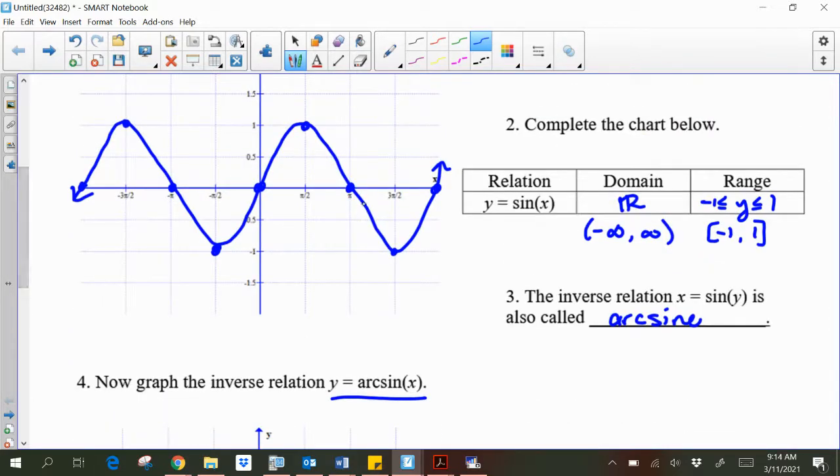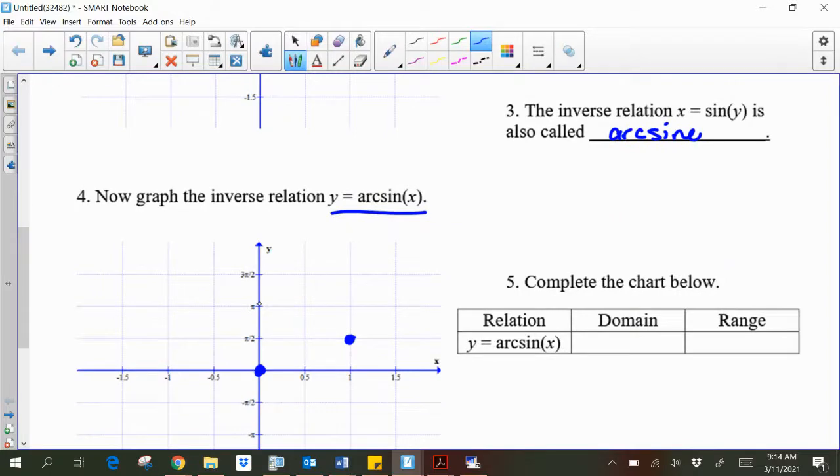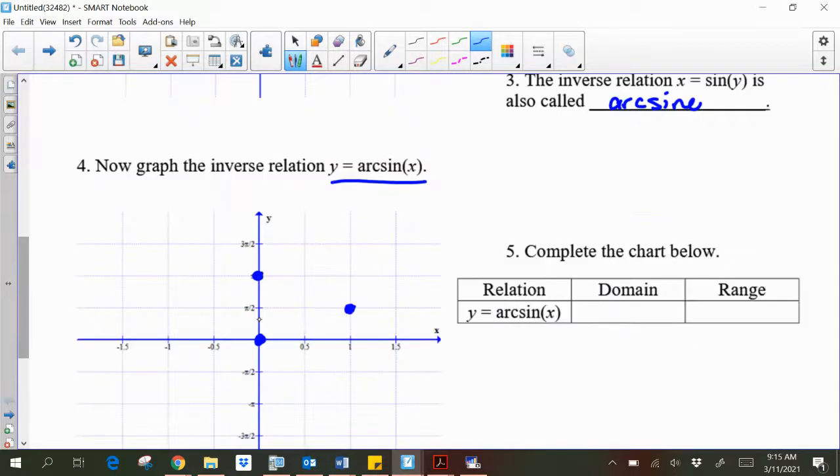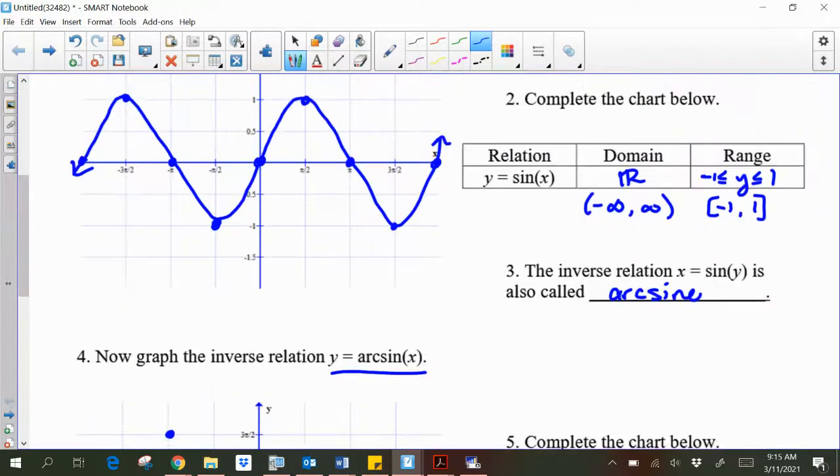Then this point right here is at pi, 0. So now there'll be a point at 0, pi. And 3 pi over 2, -1 would be -1, 3 pi over 2. And continuing on, instead of 2 pi, 0, you'd have 0, 2 pi.